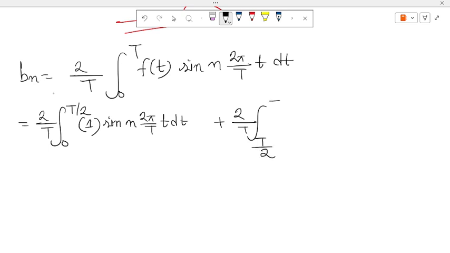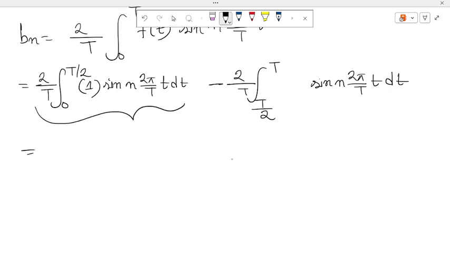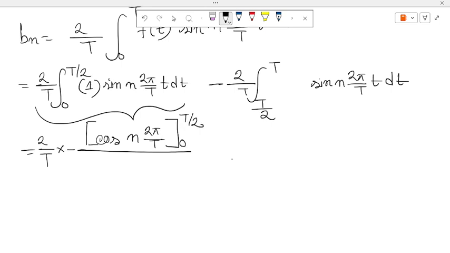From T by 2 to T I have the function value -1. Now I need to integrate this, so let's integrate the first term first. 2 divided by T, if I integrate sine, I will have minus cos, so minus cos n 2 pi by T, with the limit from 0 to T by 2, and at the denominator I have to write n 2 pi divided by T.